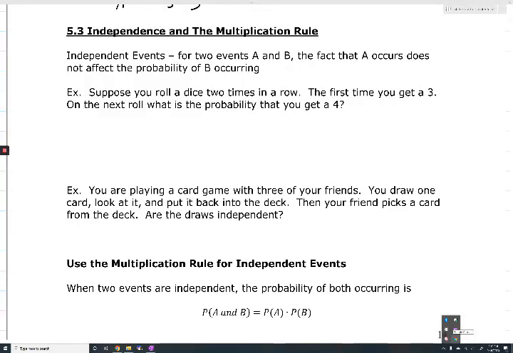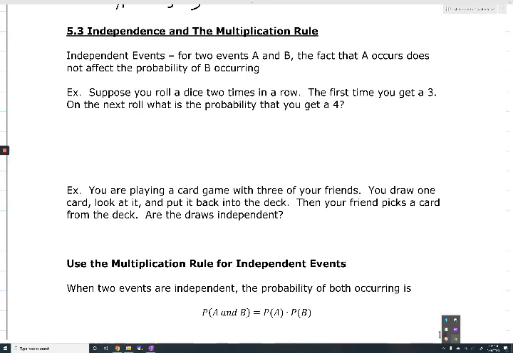All right, so 5.3, we're talking about independence and the multiplication rule. So first, let's define independence. When we talk about independent events, we're talking about two events that don't impact each other. So me riding my bike and me doing well in school, those are independent events. Me flipping a coin and me rolling a dice, those are independent events. The outcome of one does not affect the outcome of the other.